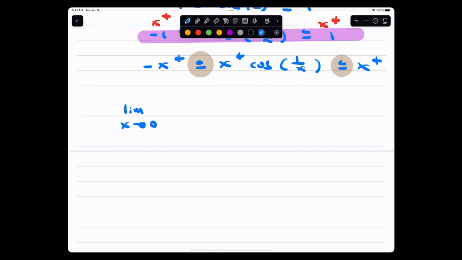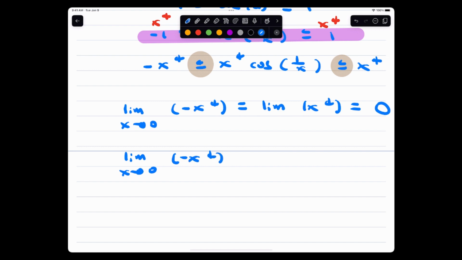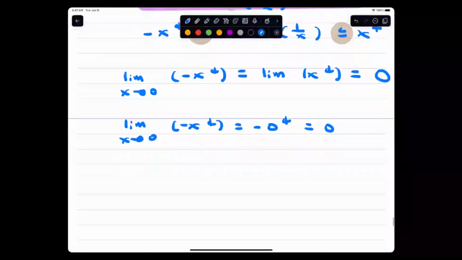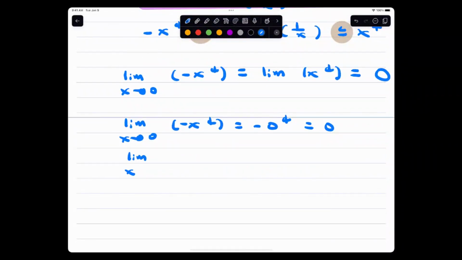You want to take the limit of the smaller function, which is the same as the limit of the larger function. They're both 0. Is that true? Now you say, why? Just in case you say, I don't even know why, Mr. Judge. Well, plug in 0 there. That's negative 0 to the fourth, which is 0. And the limit as x goes to 0 of positive x to the fourth is 0 to the fourth, which is also 0.